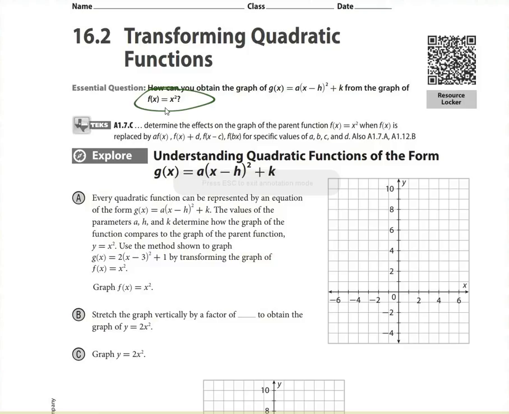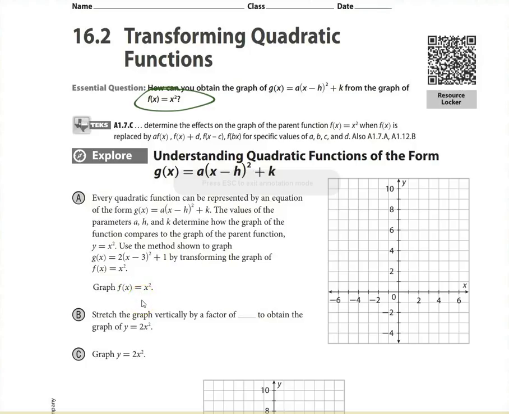Okay, so here it says every quadratic function can be represented by the vertex form equation, which is a times x minus h squared plus k. The values of the parameters a, h, and k determine how the graph of the function compares to the graph of the parent function y equals x squared. Use the method shown to graph g of x equals 2 times x minus 3 squared plus 1 by transforming the graph of f of x equals x squared.